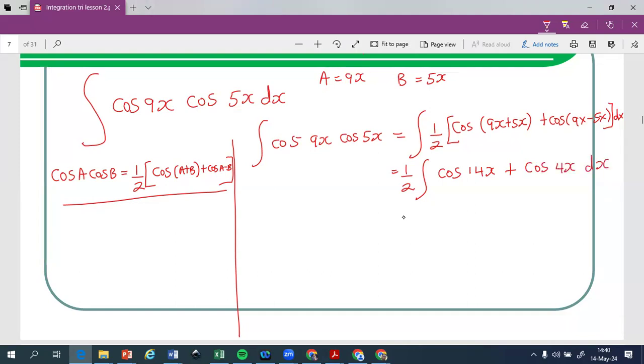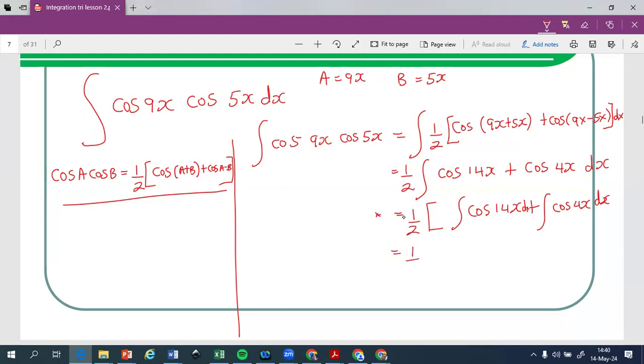Then times dx. Now, when you reach here, you integrate the separate parts. Those who want, you can first separate: since the a half affects everything, I put this bracket. Let me integrate cos 14x dx, then also integrate cos of 4x dx. But in case you know it already, no need to write this step.